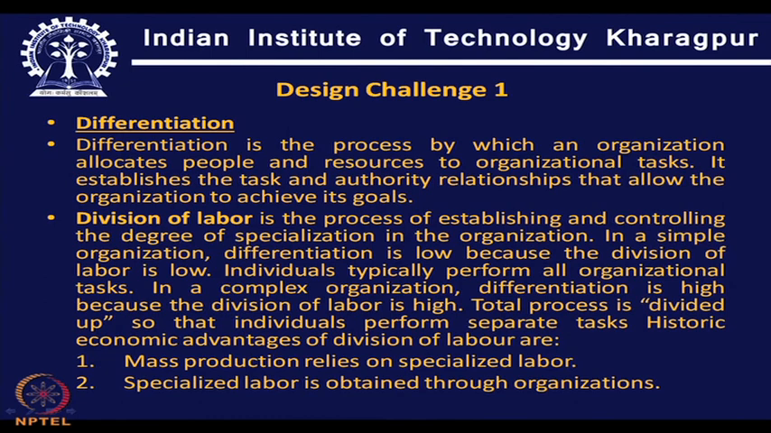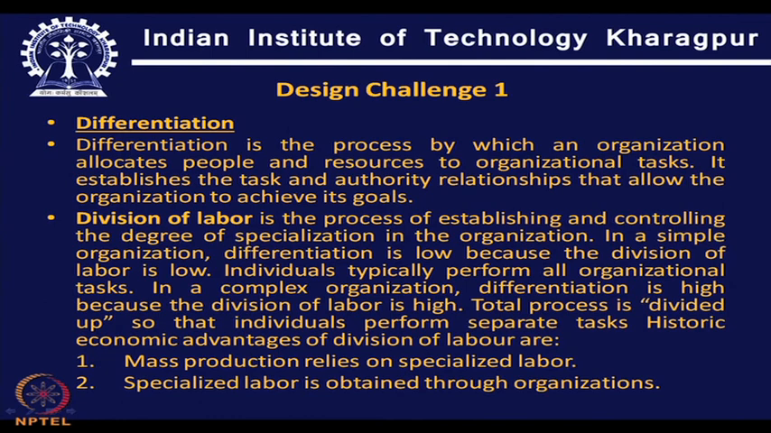So what we do is we divide the task into organization. There are certain tasks, and what we do is allocate people and resources to that task. And so what it establishes, like the authority relationship, task relationship, then which allows the organization to achieve its goal. Division of labor is the process of establishing and controlling the degree of specialization in the organization.